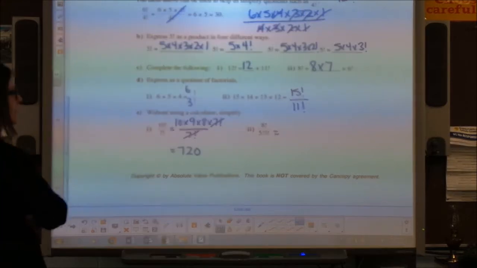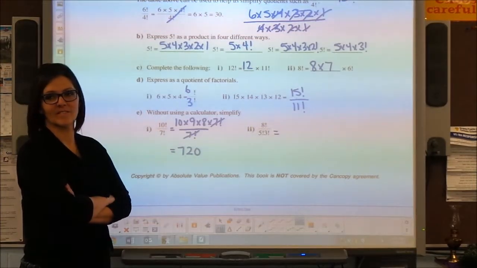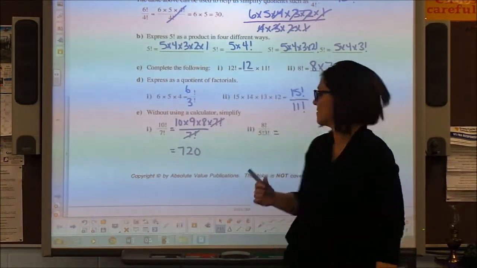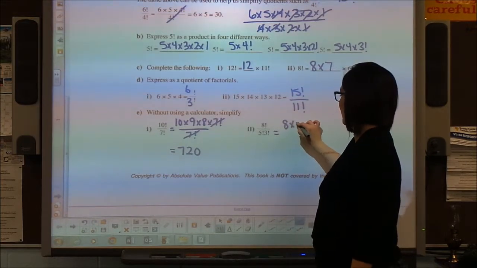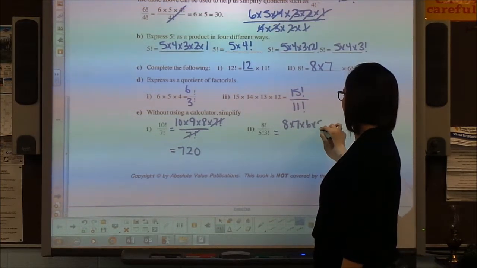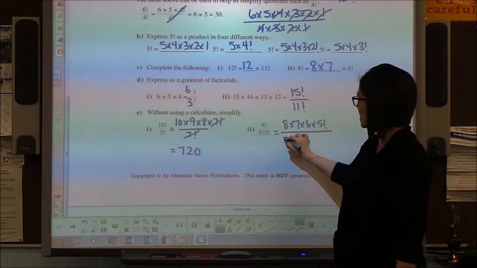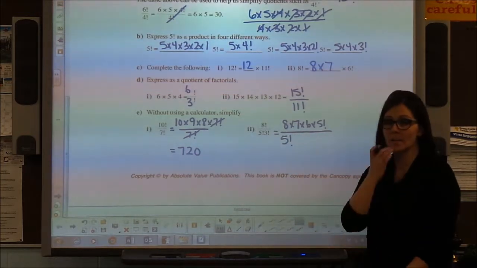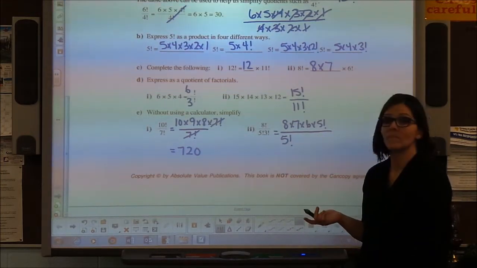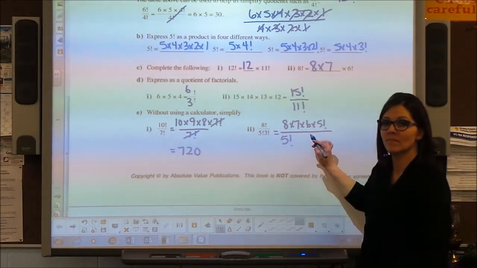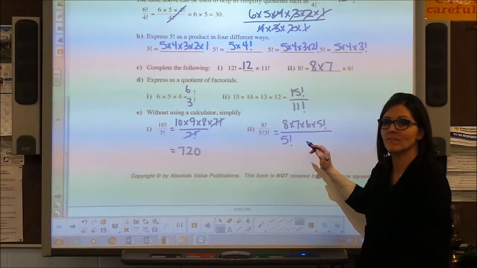What did you write out, Rachel? Well, so far I have 8 times 7 times 6 times 5 factorial. Okay. So then that is going to cancel out that 5 factorial on the bottom. And then you have the 3 factorial still, but then could you just go like 8 times 7 times 6 divided by 3 times 2 times 1?